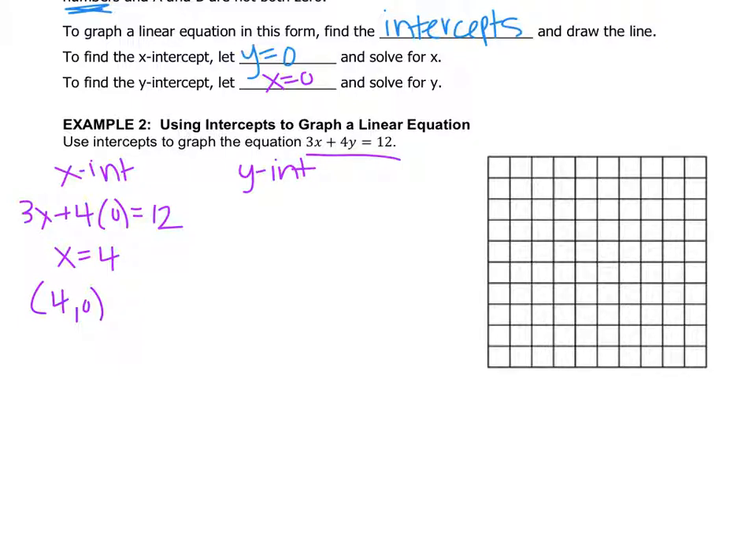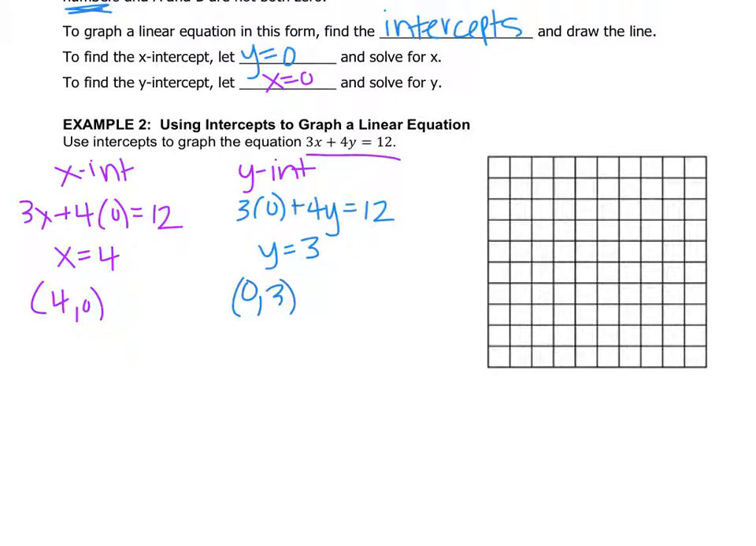Okay, now let's do the other intercept. So in order to find the y-intercept, I do the reverse. I let the x value be equal to 0. So 3 times 0 plus 4y equals 12. And that is also very easy to calculate. You get a y value of 3. So that means that it crosses the y-axis at the number 3, also known as the point (0, 3).